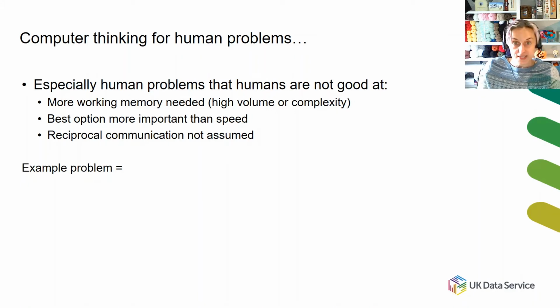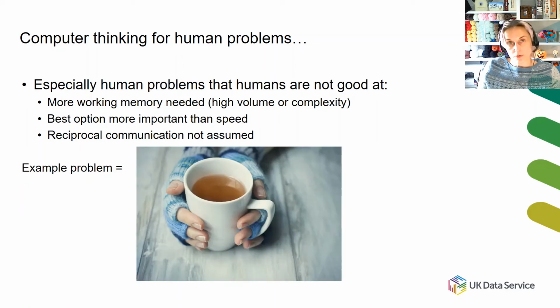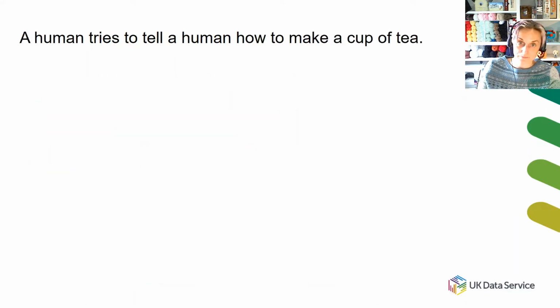Just to give you an example of how computer thinking and human thinking are different, I'm going to give you a sort of run through of what it's like to tell a human how to make a cup of tea, and tell you what it's like to tell a computer how to make a cup of tea.